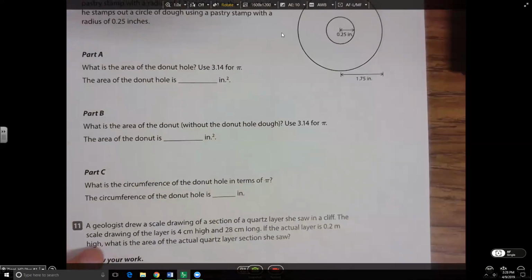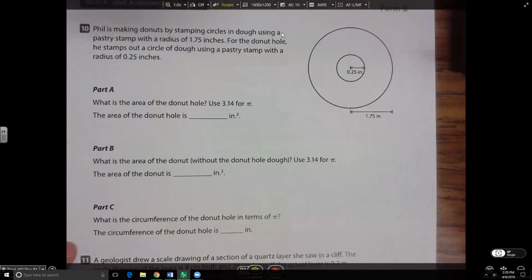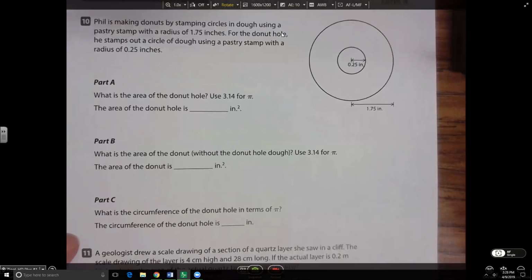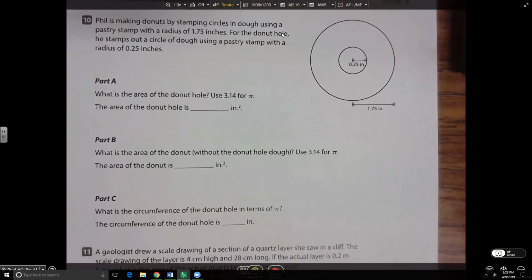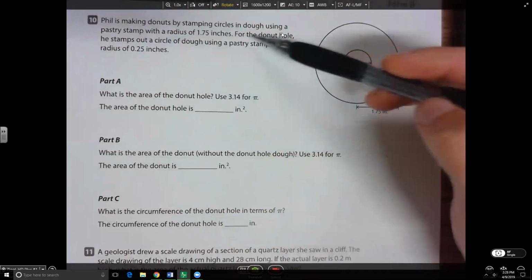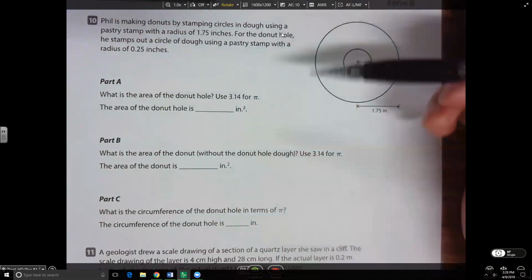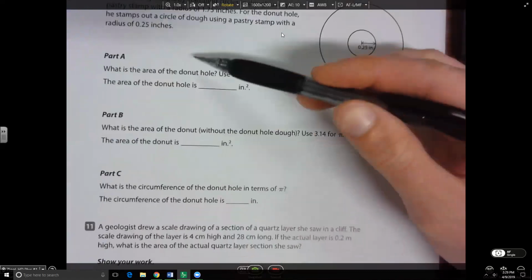For number 10 on the back side, Bill is making donuts by stamping circles in dough using a pastry stamp with a radius of 1/7500 inches. For the donut hole, he stamps out a circle of dough using a pastry stamp with a radius of 2500 inches. Okay, so for part A, it says, what is the area of the donut hole?